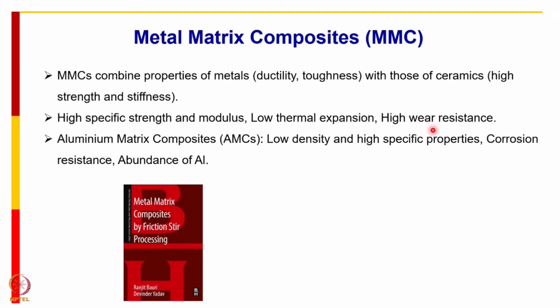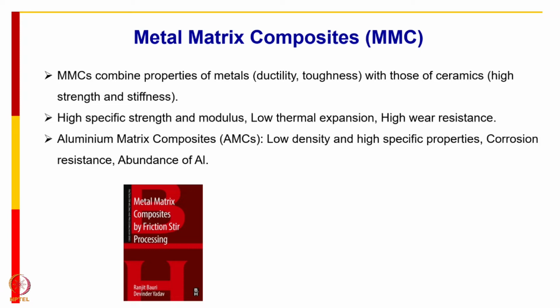With regard to aluminium matrix composites, as you know, aluminium is a light metal, so you can expect a low density and also high specific properties. If the density is low, then the specific properties, that is any property normalized by the density, will be high. So for aluminium matrix composites, aluminium being a light metal, you can expect high specific properties such as high specific strength and high specific modulus.